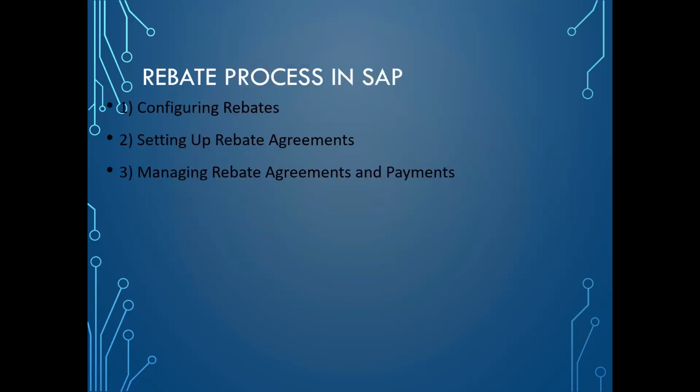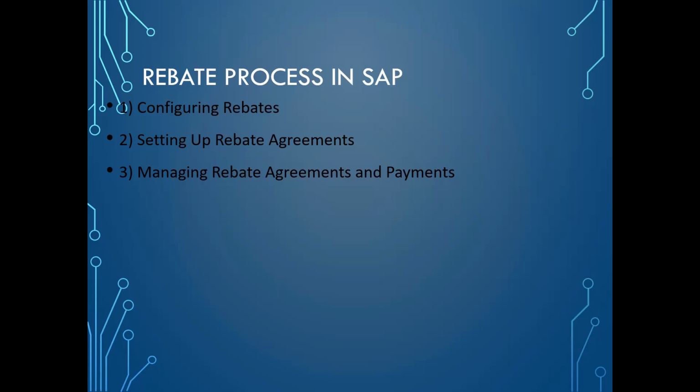Let's go to the next section immediately. So how are you going to set up the rebate process in SAP? First thing is that you have to do the configuration at background level, and next, setting up rebate agreements. And third one, managing rebate agreements and payments. So configuration of rebates we're going to see now, and later we're going to set up the agreement based on the configuration which we have done. How we are going to link that configuration to our rebate agreement, that we're going to see.